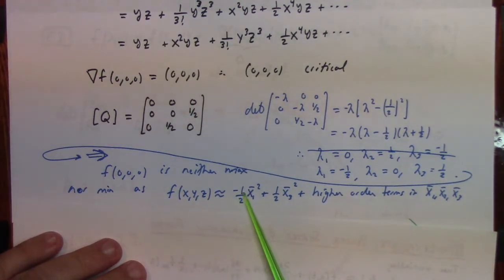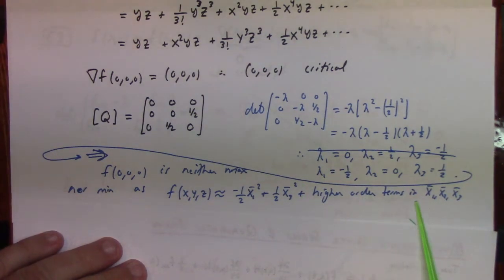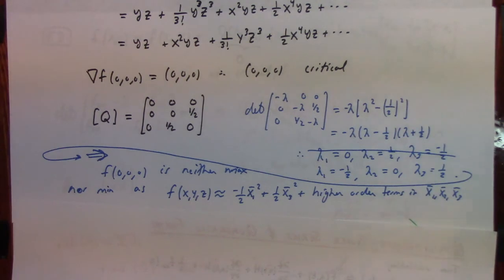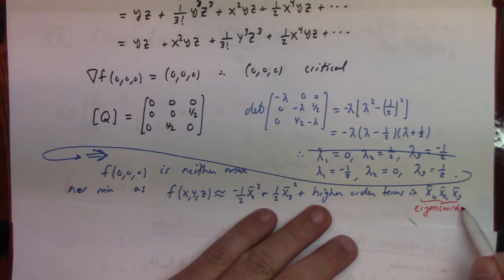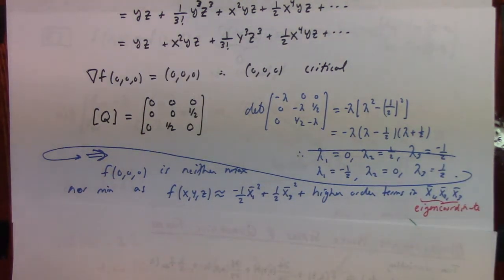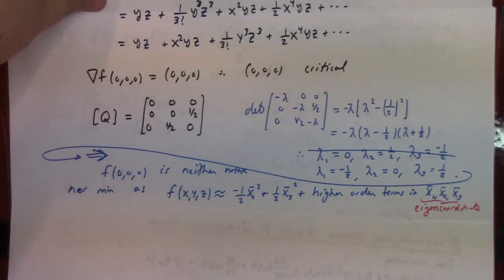It'd be like -1/2 eigenvalue coordinate squared plus 1/2 eigenvalue coordinate squared plus higher order terms in x1 bar, x2 bar, and x3 bar. I'm using x1 bar, x2 bar and x3 bar for eigencoordinates, which were the ones I alluded to in the last little video. So if you go in one direction, it's increasing. If you go in another direction, it's decreasing, right? And so we can tell it's a saddle. That's the argument.